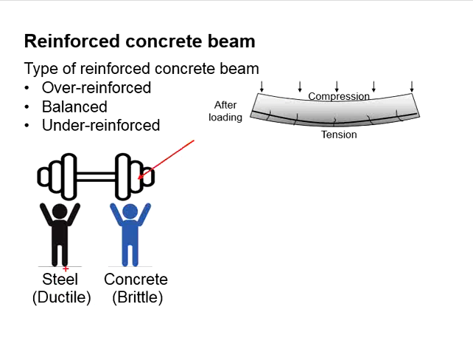This weight is carried by two persons here. The first person is the steel. The second person is the concrete. These two persons have two different behaviors when they are overloaded. Now, when the steel is overloaded, it gives a ductile behavior. This person will inform you that I am about to fail. You need to be careful before he actually fails.